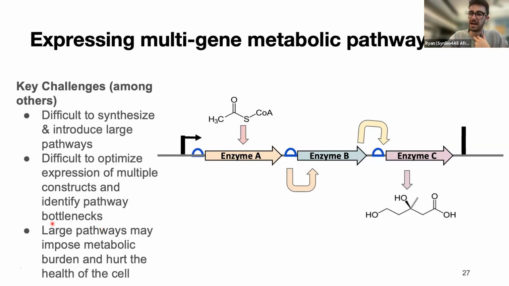And then the last point here is just that these large pathways can impose metabolic burden and hurt the health of the cell. And so you have to balance making your product of interest with the ability of the cell to grow and replicate. Because at the end of the day, if you're killing your cell, you won't be able to make whatever you're interested in.